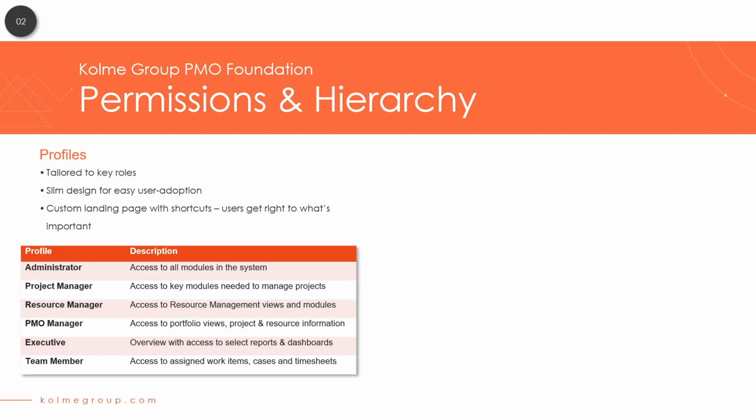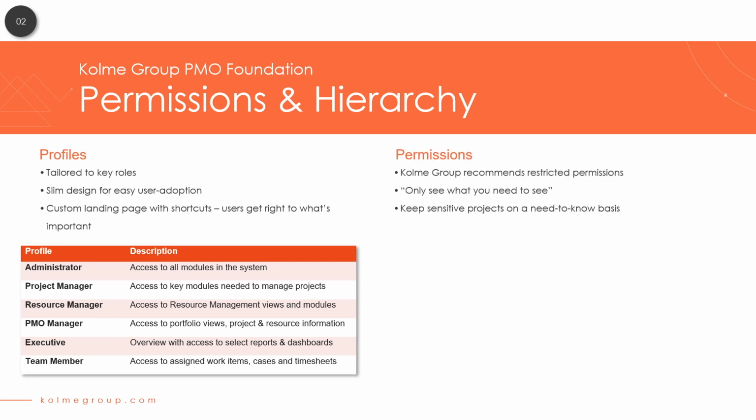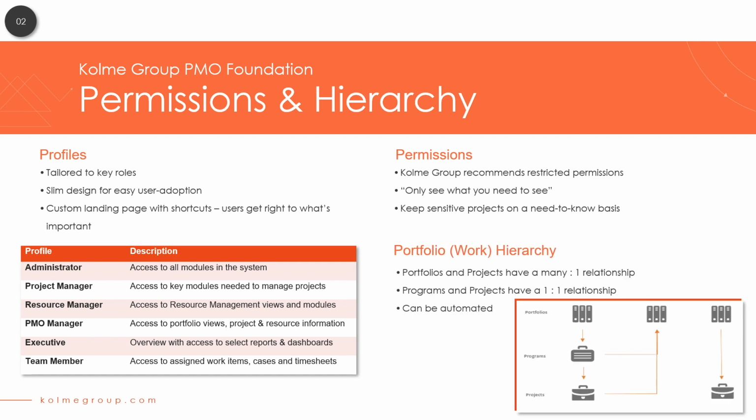Our PMO package comes with profiles to support the most common PMO roles. Each profile will have a homepage with quick links to get them right to what's important based on their role, and can even be branded to your company's colors. We will enable your team on how permissions are used to manage a user's visibility into certain projects. For example, whether they should see sensitive projects or projects from another business unit. We will also enable your admin team on how to create and manage portfolios and programs, as well as set up automation to sort your projects in their respective program and/or portfolios during the project lifecycle.